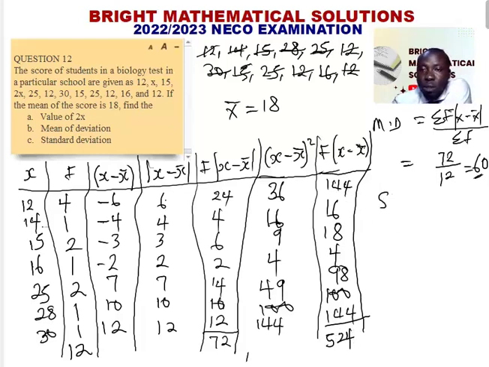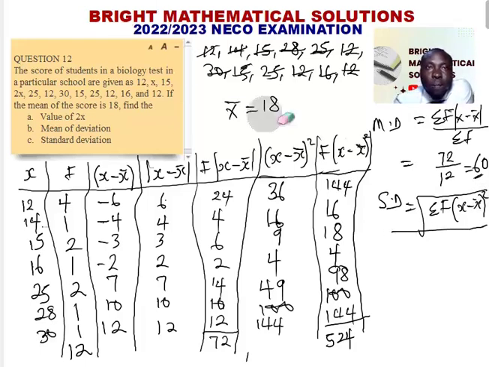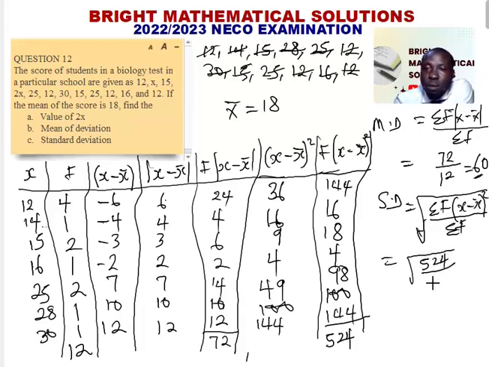So our standard deviation is given as the square root of summation f times x minus x bar raised to power 2, all over summation f. They all share the square root. So 524 all divided by 12. When I did the calculation and found the square root, this gives me 6.608. So that is the solution to question 12 of the 2022-2023 NECO examination.